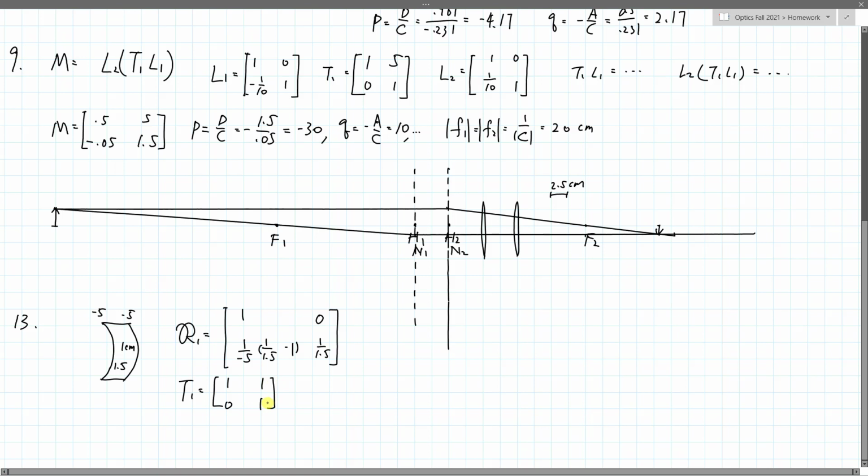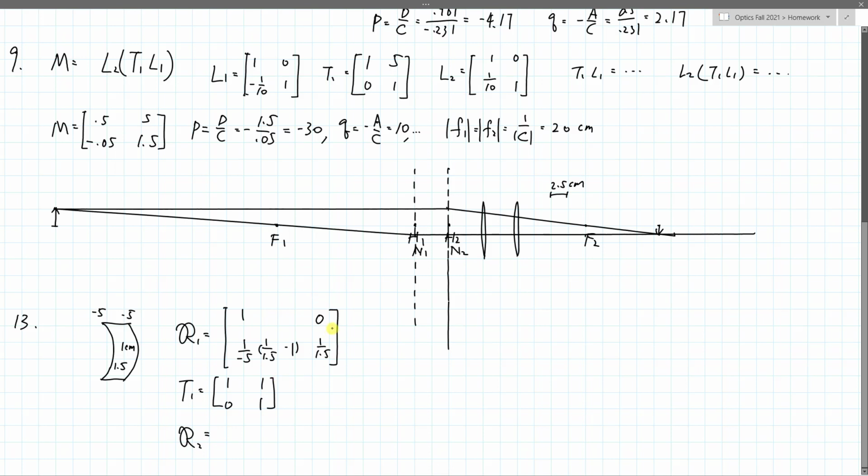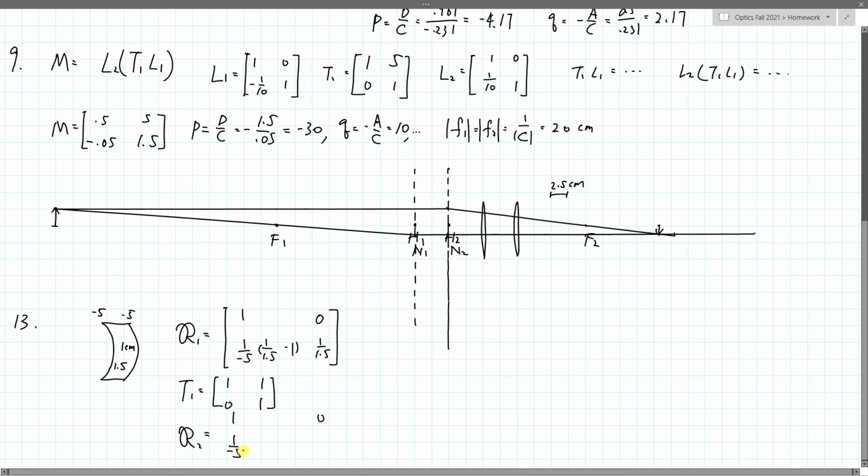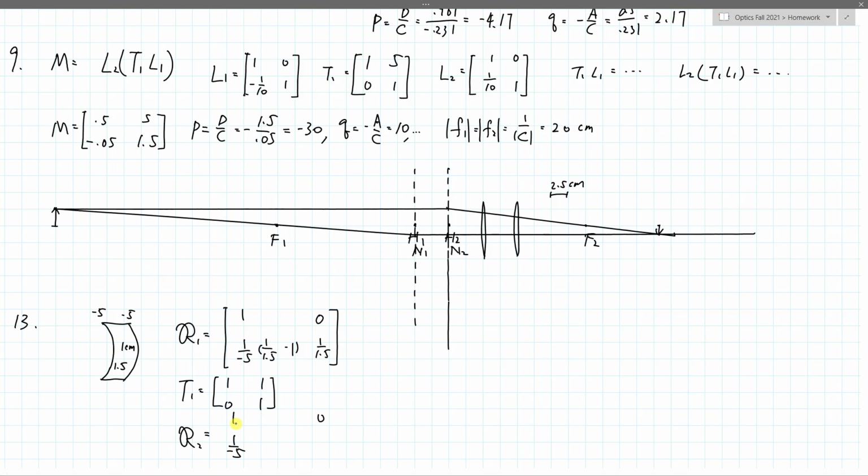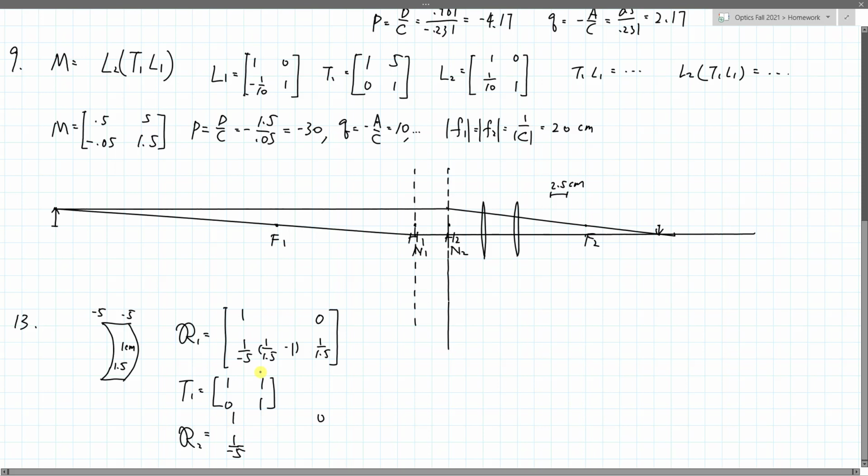And then the second refraction, that's basically the same overall. So 1, 0, 1 over minus 5, again a concave surface, 2 concave surfaces. It's not a double concave, it just has 2 concave surfaces. And then the left is 1.5, right is 1, minus 1. Left is 1.5, or right is 1. So that's the refractive surface 2. And the system matrix is refractive surface 1, translation 1, and then the result, refractive surface 2.